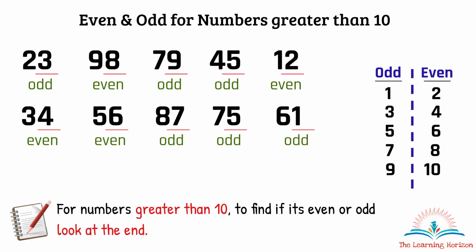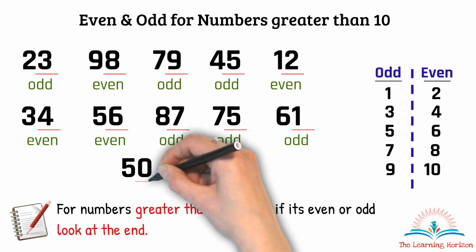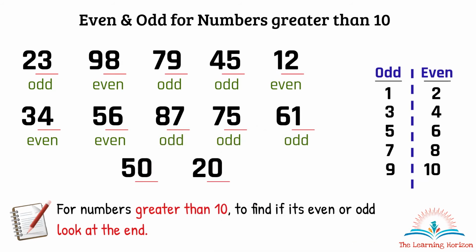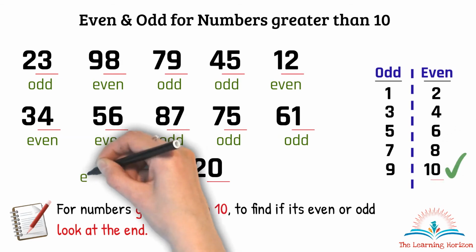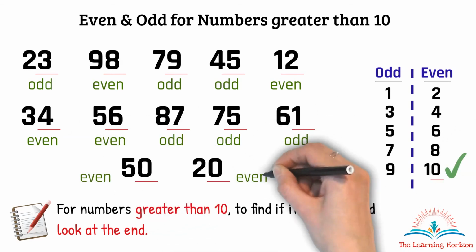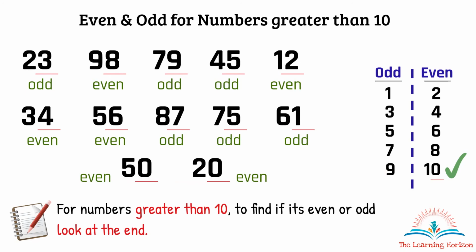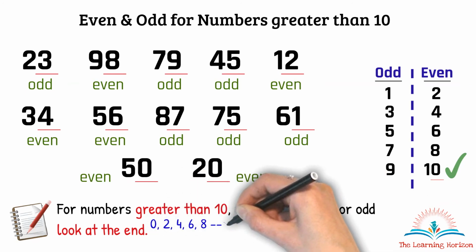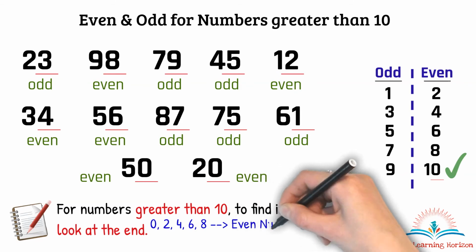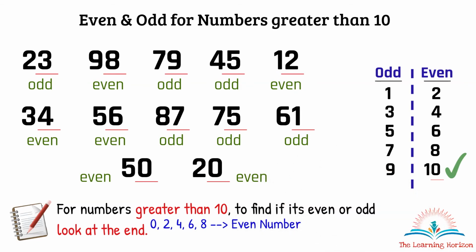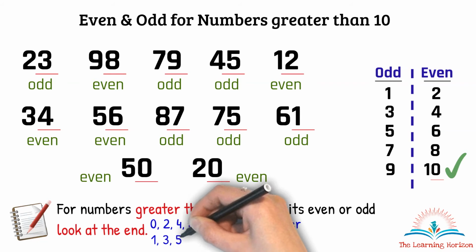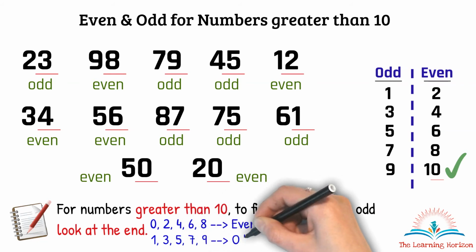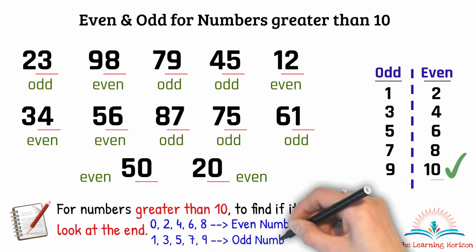Now look at these numbers 50 and 20. They are both tens numbers. Since 10 is an even number, 50 and 20 are also even. So if a number ends with 0, 2, 4, 6 and 8, they are all even numbers. If a number ends with 1, 3, 5, 7 and 9, it is an odd number.